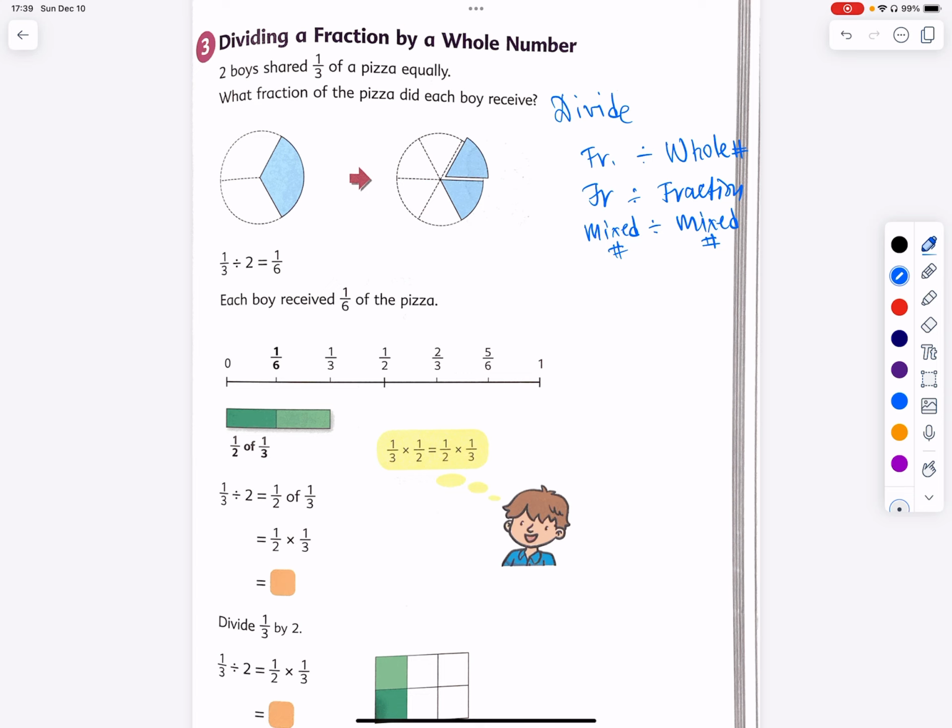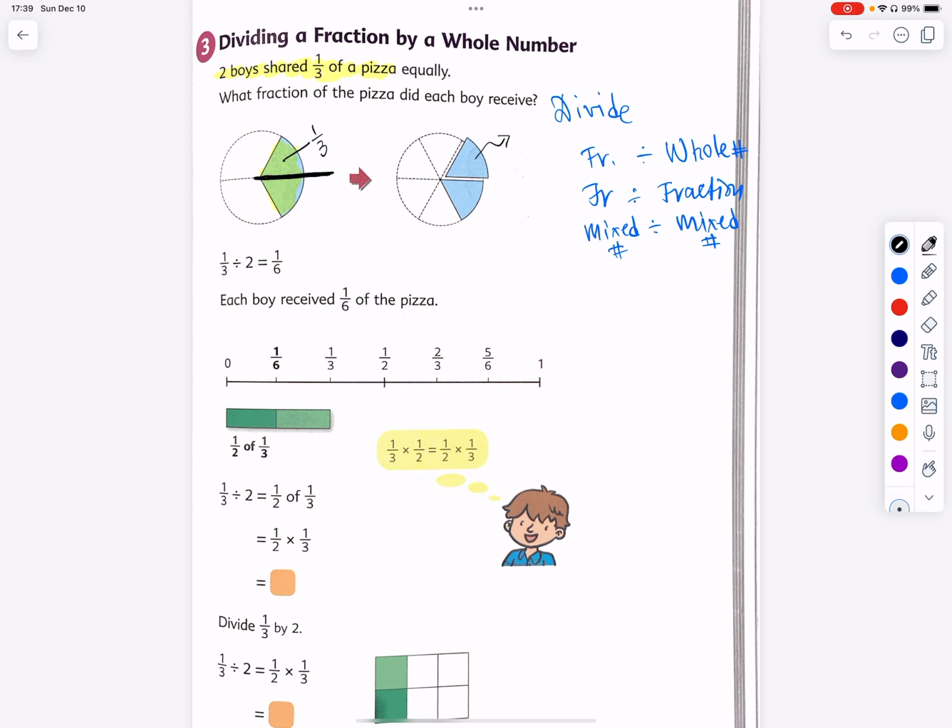And again, while we're building the tool set for dividing fractions, eventually we will apply all of the tools to solving word problems. So we always start with a math story, a simple word problem. Two boys shared 1/3 of a pizza. My friends, they didn't have a whole pizza. They had 1 out of 3 equal parts, right? This is your 1/3.